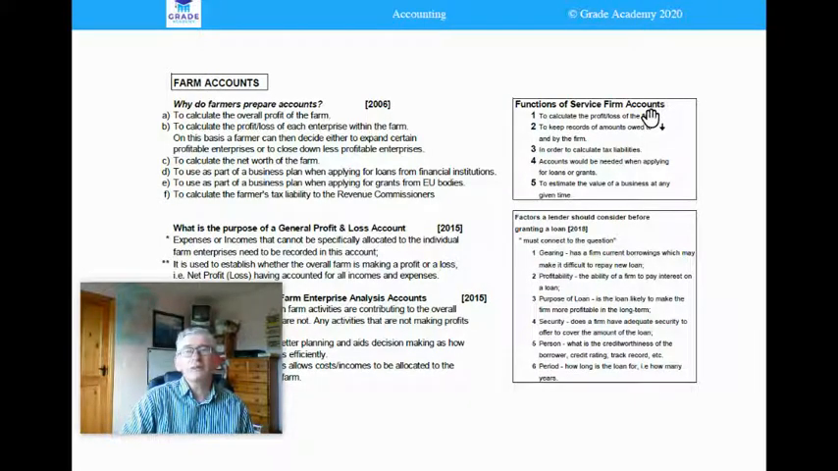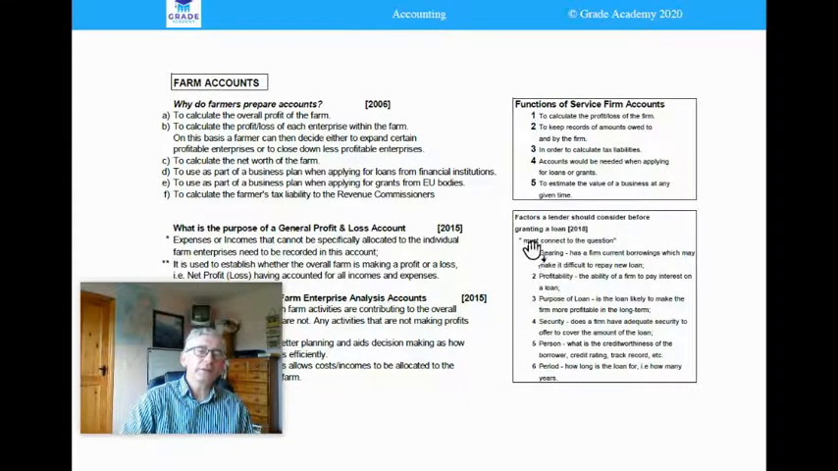Now, the functions of service firm accounts are the same as for any business. To calculate the profit or loss of a firm. To keep the records of amounts owed to and by the firm, in order to calculate the tax liabilities of the firm. Accounts would be needed when applying for loans or grants, and to estimate the value of a business at any given time.